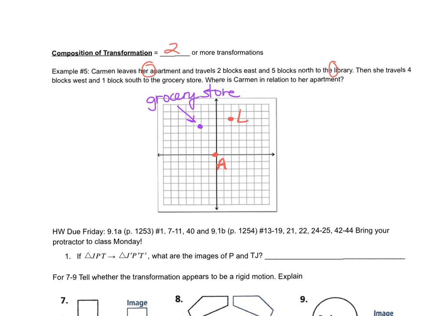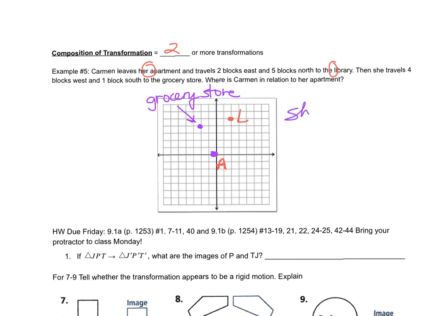Okay, now this part's easy to mix up. It says, where is Carmen in relation to her apartment? Okay, so where is she currently, but in relation to her apartment? So she was at her apartment here. So from her apartment, she is where? Okay, but use direction for me, right? We're saying where is she in terms of blocks? 5 blocks north, 2 blocks west. Right. So she is 2 blocks west and 4 blocks north of her apartment. Okay? So that's what you would say.